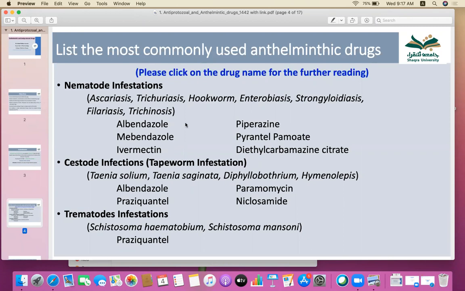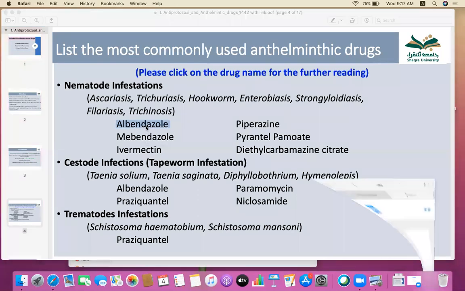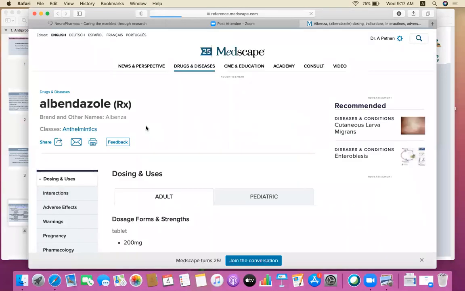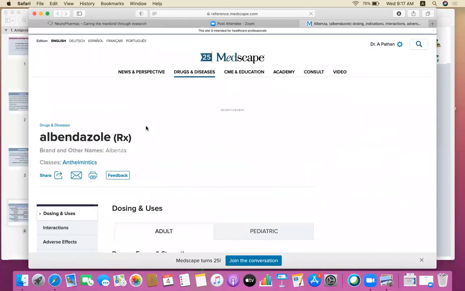Now, if you click on the most commonly used drug, I have made available a further link. You will be landed on the further reading page. For example, suppose I click here on albendazole. We will move to the next window, and it is by Medscape.